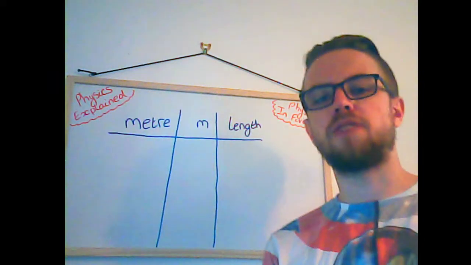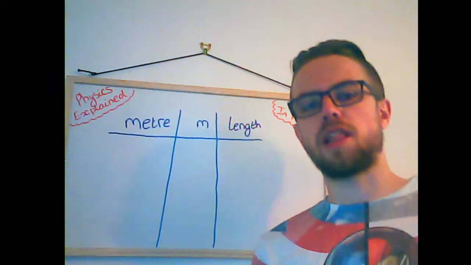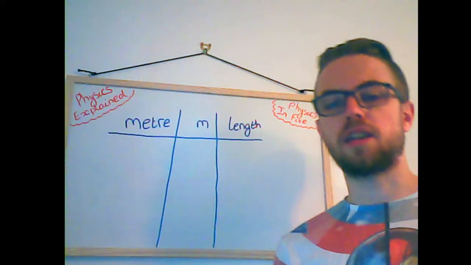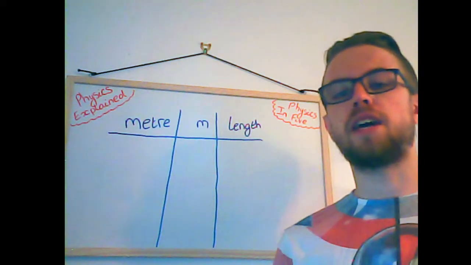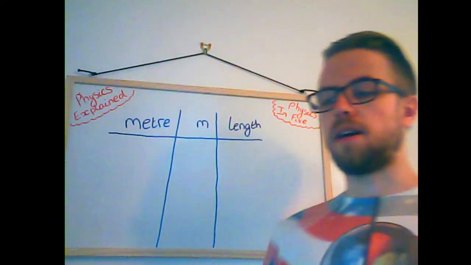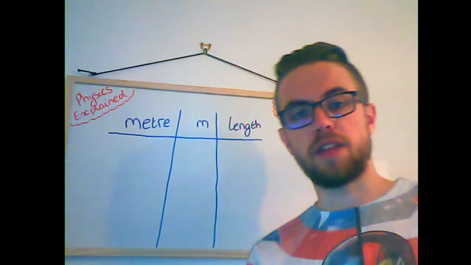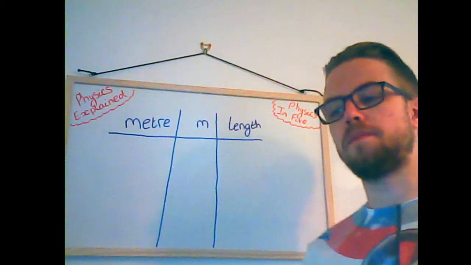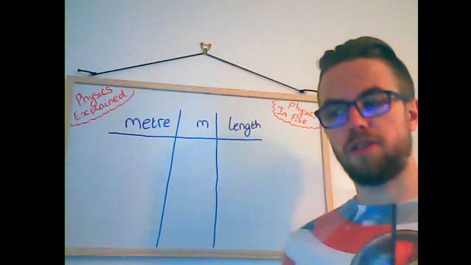The meter is defined as the length that light travels in a vacuum in 1 second. Now light travels at nearly 3 times 10 to the 8 meters per second. But light will always travel at that speed in a vacuum, so the meter is perfectly defined.